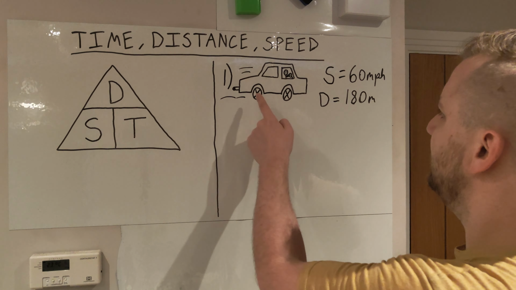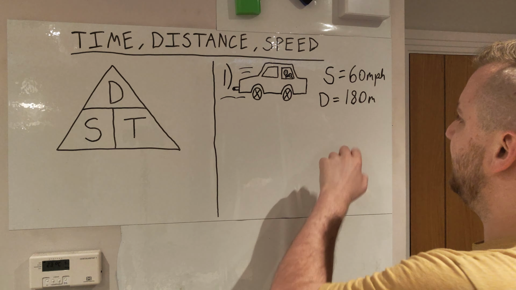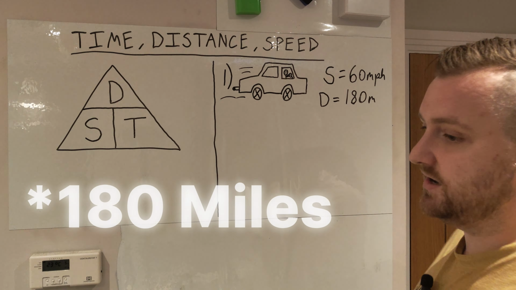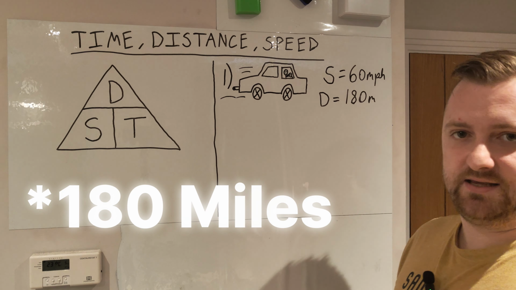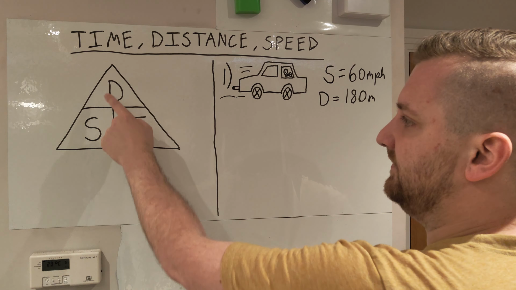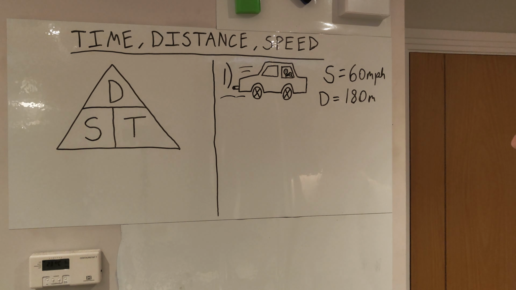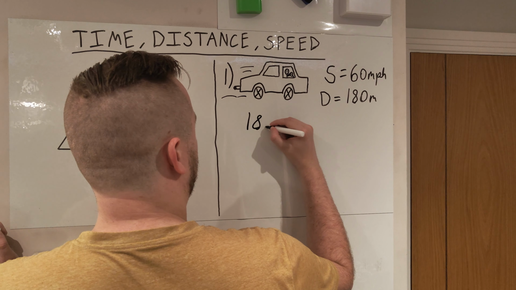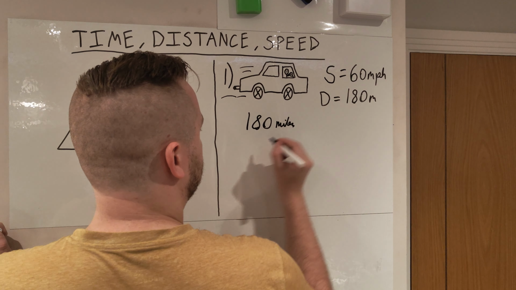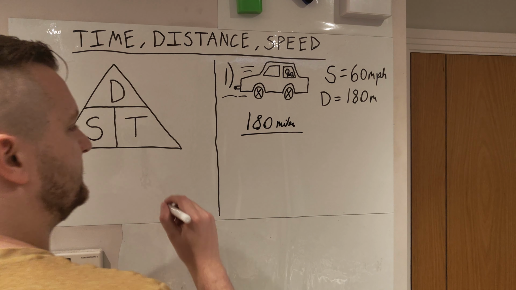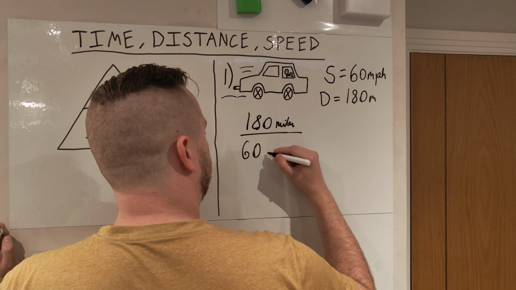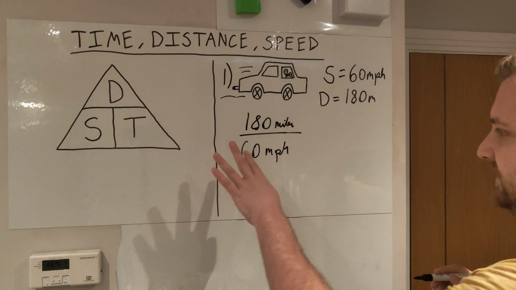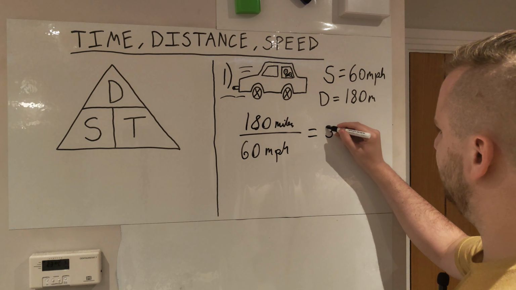So we've got our little person here driving along. Now, we're told they are driving at 60 miles an hour speed, and the distance is 180 miles. We need to work out how long it takes for them to get there. So if we're working out time, we have to do distance divided by speed. So we have 180 miles divided by 60 miles per hour. So 180 divided by 60 is going to be 3. So it's going to be equal to 3.